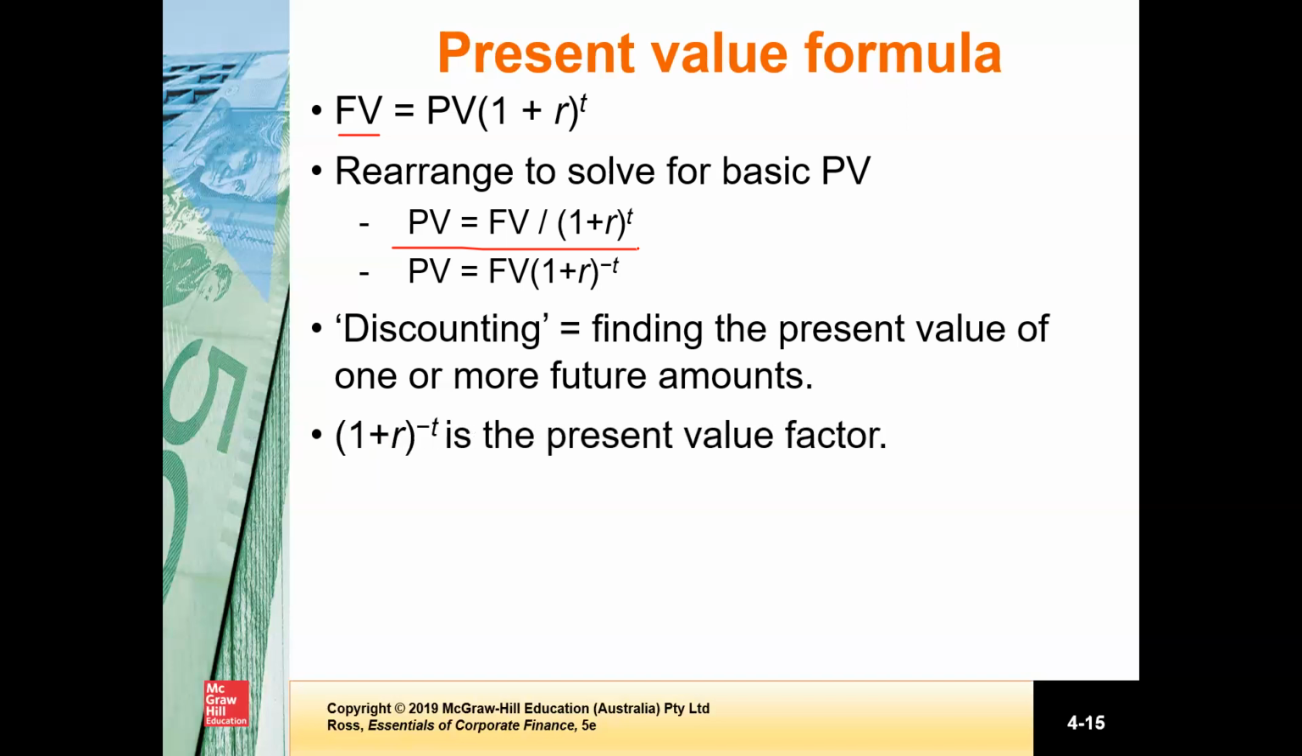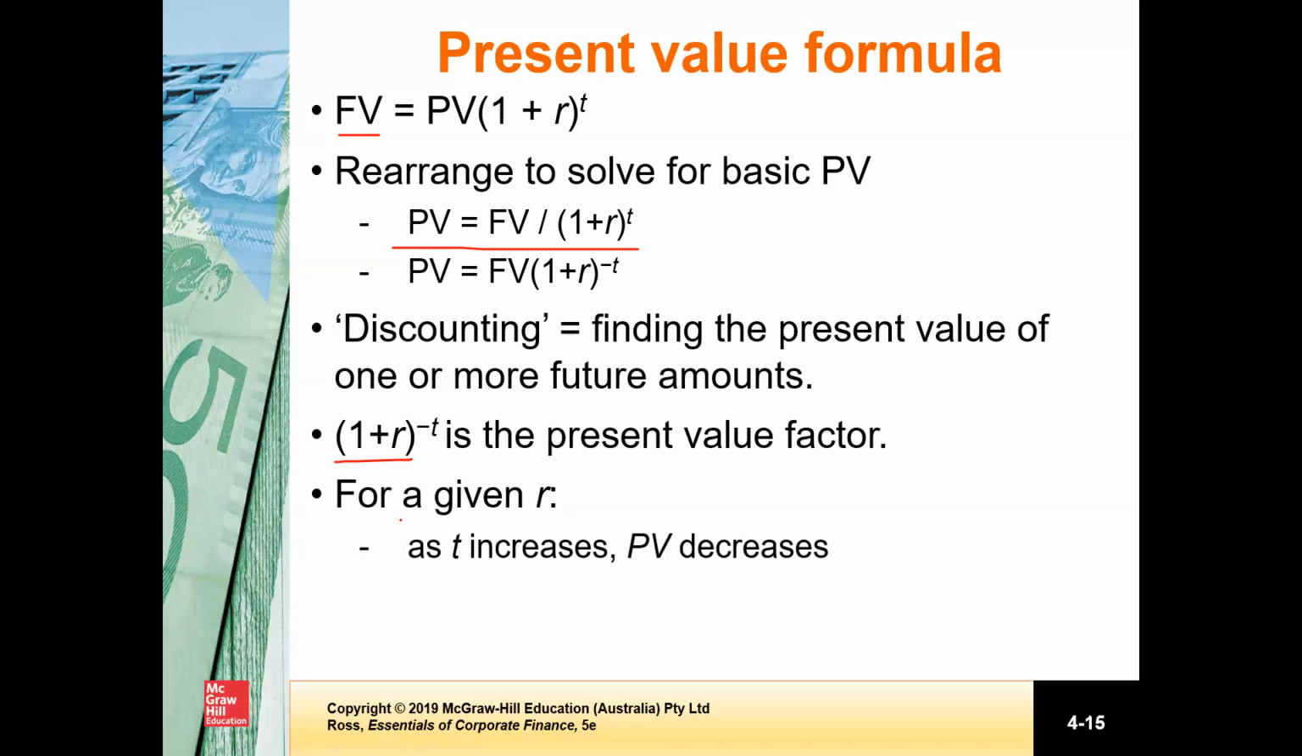Okay, so this is the present value factor. If you multiply this present value factor with the future value, you find out what the present value is for a given interest rate and for a time period. Now look, for a given R, that means when you have an interest rate or a discount rate, if T increases, present value decreases.